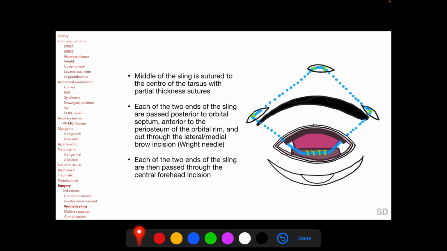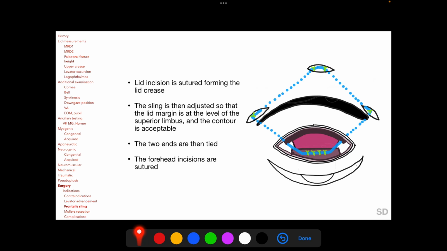The middle of the sling is sutured to the central tarsus with the help of partial thickness sutures. Then the two ends of the sling are passed posterior to the orbital septum and anterior to the periosteum of the orbital limb and out through the lateral brow incision and the medial brow incision. Then these two ends are again passed through to the central forehead incision. The skin orbicularis incision is then sutured, forming the lid crease as described in the levator resection procedure.